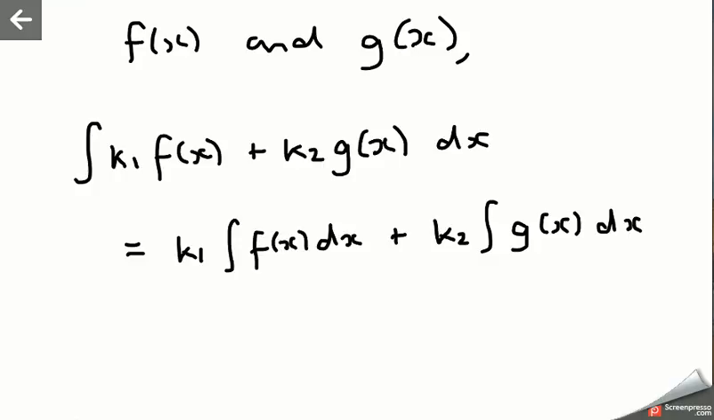So the antiderivative of k1 times little f of x plus k2 times little g of x with respect to x is equal to k1 times the antiderivative of little f of x with respect to x plus k2 times the antiderivative of little g of x with respect to x. We're going to show that that's true, and that's called linearity.